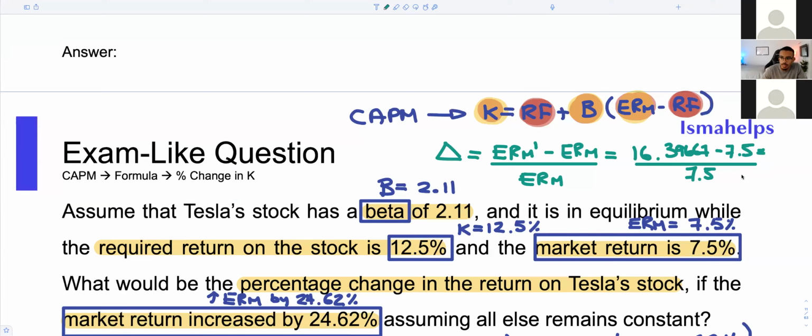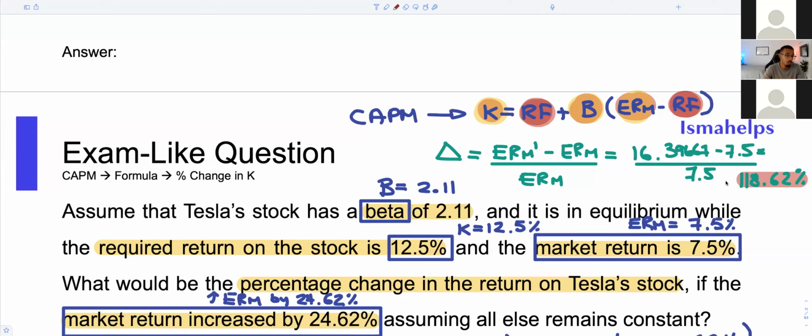Guys, okay, well, I'll give it to you. 118.62%. That would be the percentage change in Tesla's required rate of return. Okay, so what we did is we literally did 16.3967 minus 7.5 divided by 7.5. That gives us 1.18622.